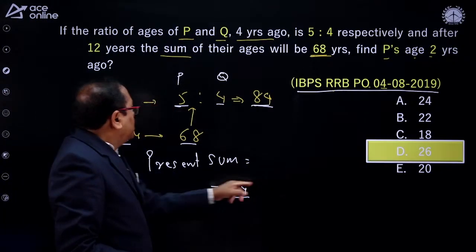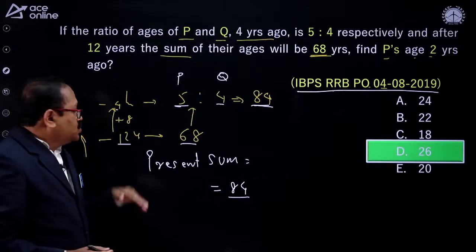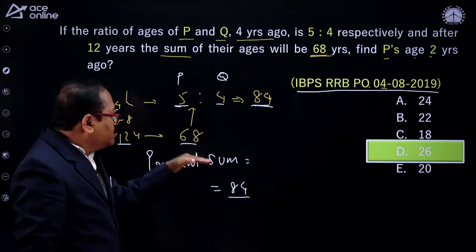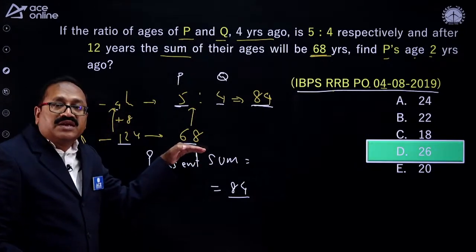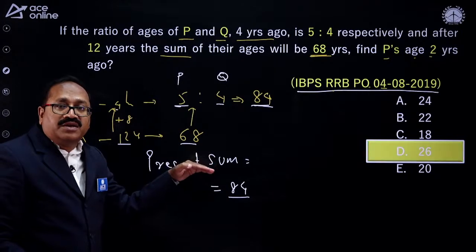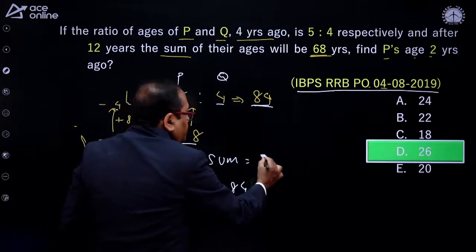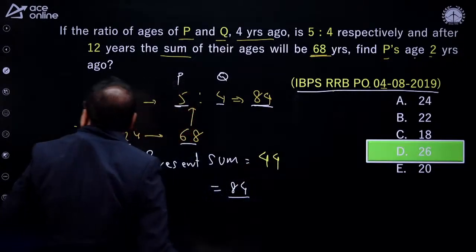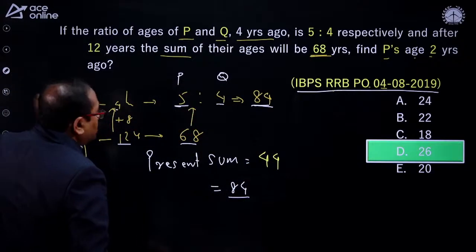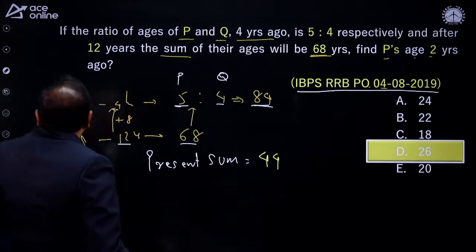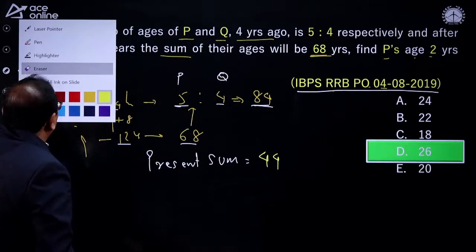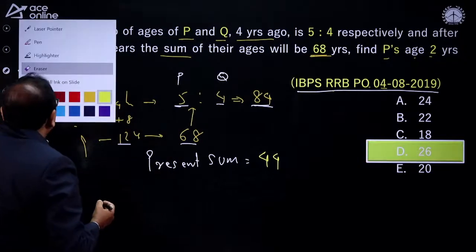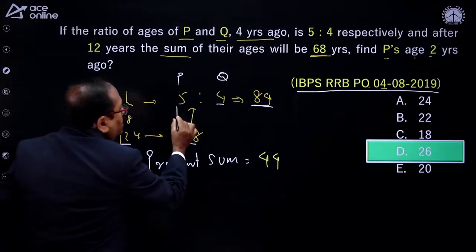So, present sum. So, I need to subtract. So 12 years I need to subtract from each age. So that is 24 has to be subtracted from here. When I subtract 24 from 68, I will be getting 44. So the present age is 44. I just slipped it over here. Okay, once I know that present age is 44, then what was the age how many years back? 4 years back.